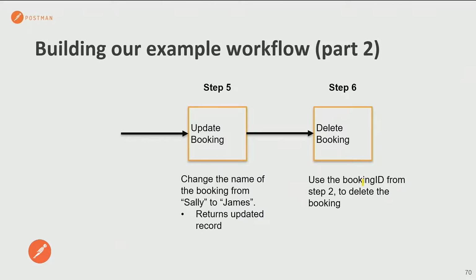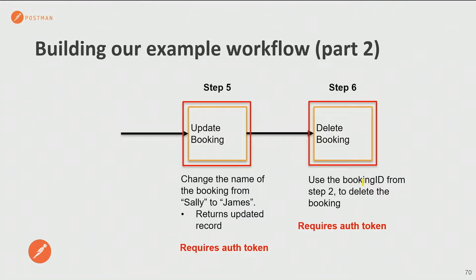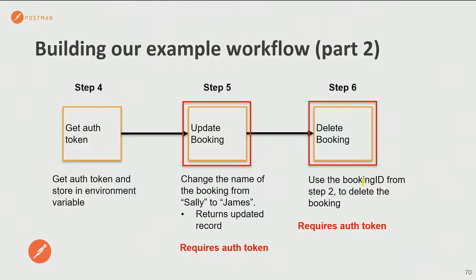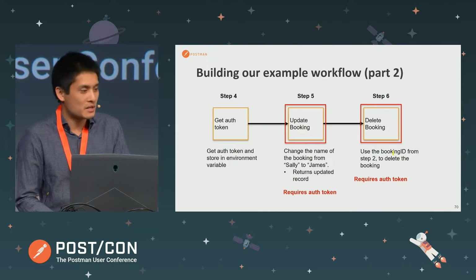Now, the issue though is that in both of these requests, the API in question requires an authentication token. So we have to supply that authentication token in some particular format, in this case through a cookie. Before these two requests can be run, we need to run getAuthToken first to get that token and store it in a variable so we can supply the same auth token in our subsequent requests on step 5 and step 6.